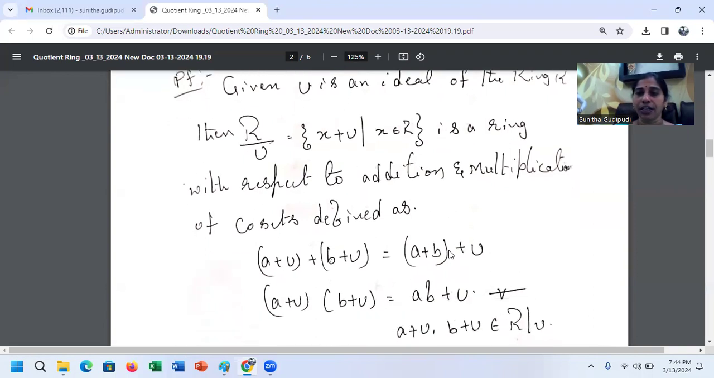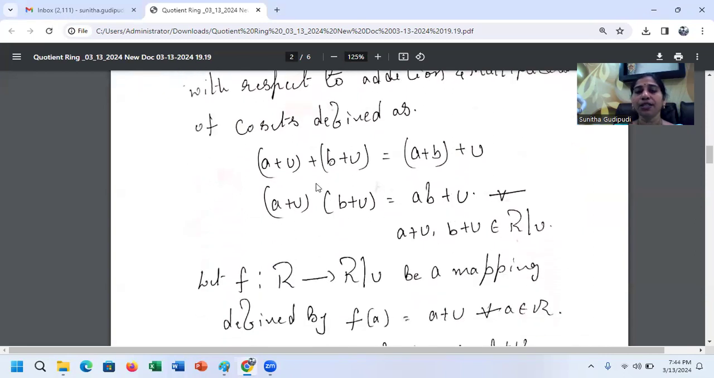How do we define the addition? Whenever a plus U, b plus U are two elements of R by U, then (a plus U) plus (b plus U) is nothing but a plus b plus U. And (a plus U) into (b plus U) is ab plus U, for all a plus U, b plus U belonging to R by U.